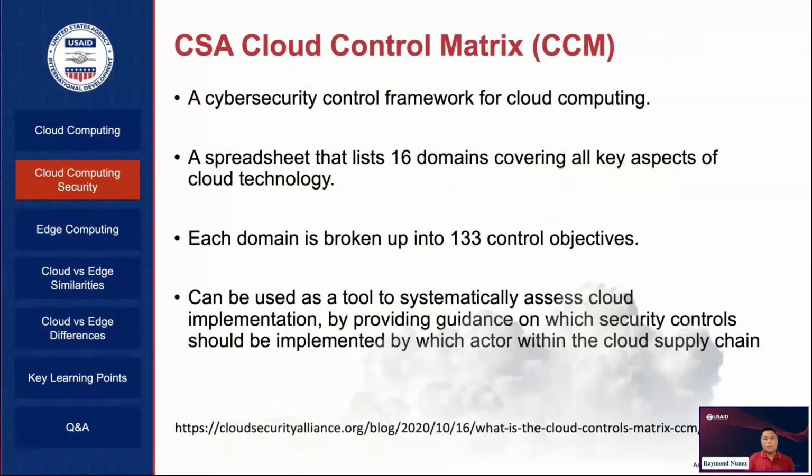And for cloud-specific na security control framework, we had this as a reference from CSA. It's the Cloud Controls Matrix. It's spread into 16 domains. It covers a lot of key aspects of cloud technology. And if you break this up, 16 domains, you will be given 133 control objectives. There's a lot of items na you could say na checklist. Yes, but now you are able to identify ano ba yung mga dapat kong gawin.